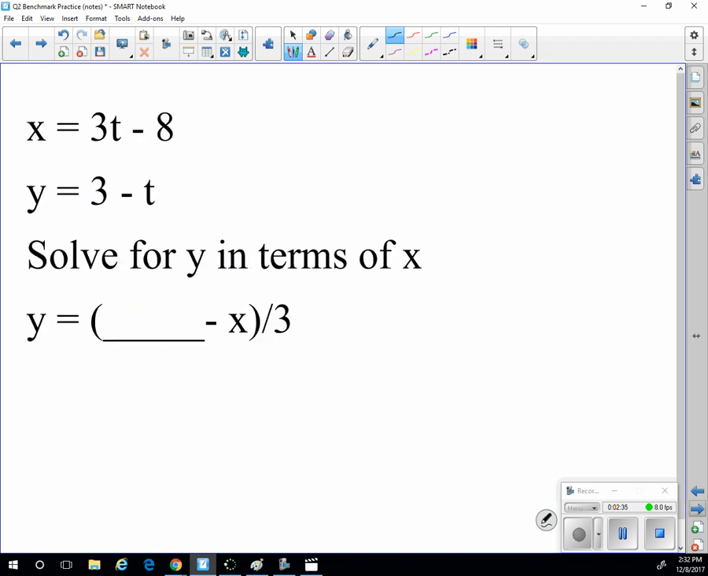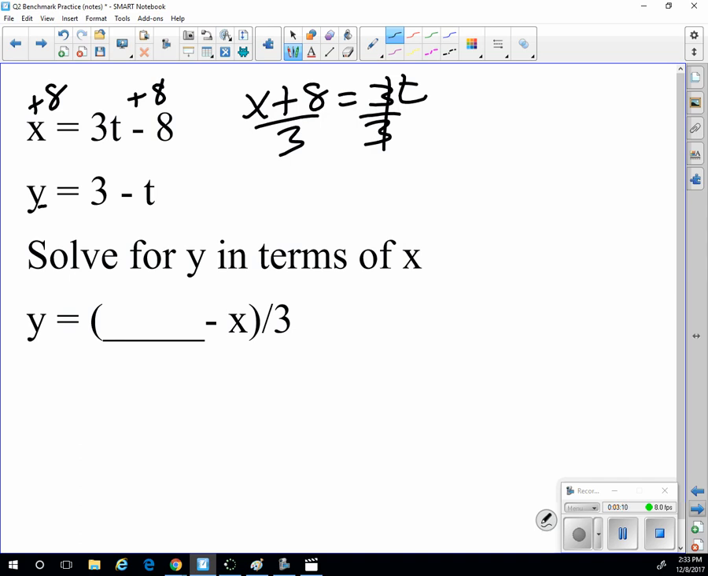Just a sanity check. If x is 3t minus 8 and y is 3 minus t, let's solve y in terms of x. So y equals something that only has x in it. So let's solve this one in terms of t. So let's add 8 to each side. So I have x plus 8 equals 3t. Then if I divide each side by 3, then I have t equals (x plus 8) over 3. Well, y is 3 minus that. So that's 3 minus (x plus 8) all over 3.